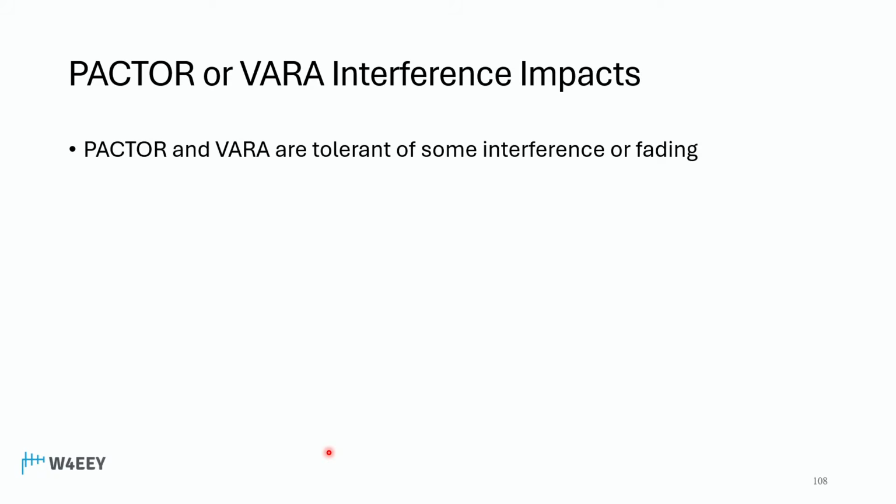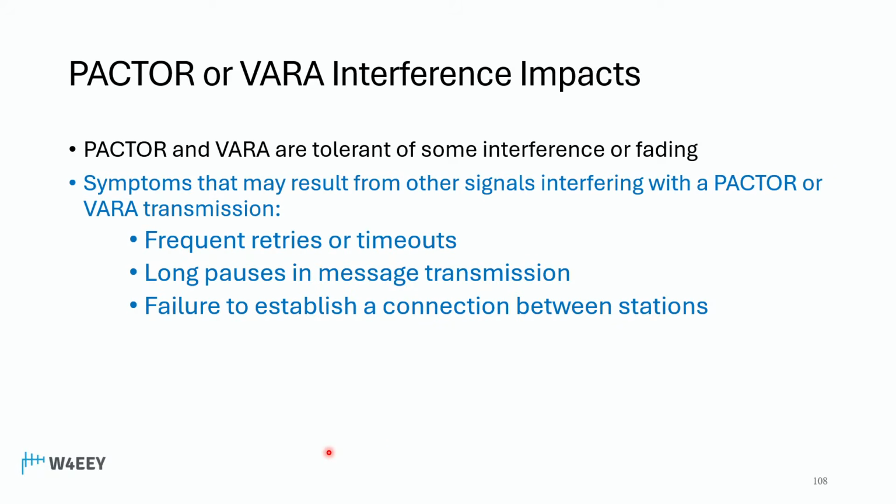So PACTOR and VARA are tolerant of some interference or fading, designed for that. Now, symptoms that may result from other signals interfering with a PACTOR or VARA transmission, and be aware that in Europe, that's where you're talking to, they might have interference that they can hear that you can't, or vice versa. So what will happen? Well, we could have frequent retries or timeouts if there's interference, long pauses in message transmission as it's retrying, or failure to establish a connection between stations. So all of this can contribute to transmission difficulties.